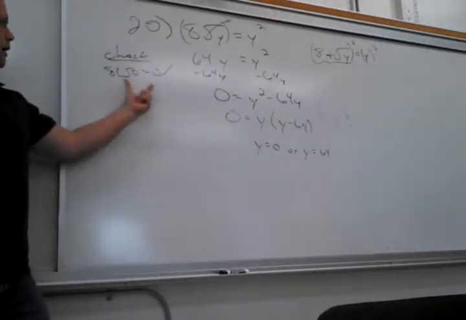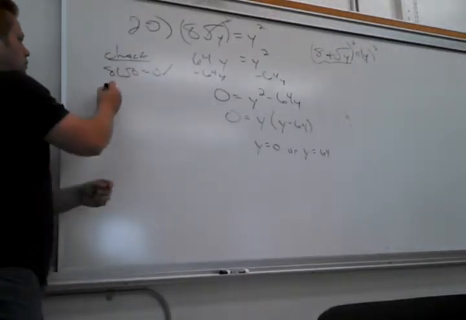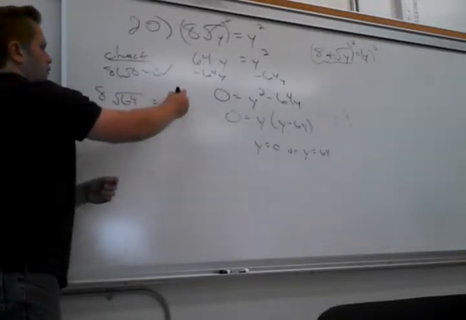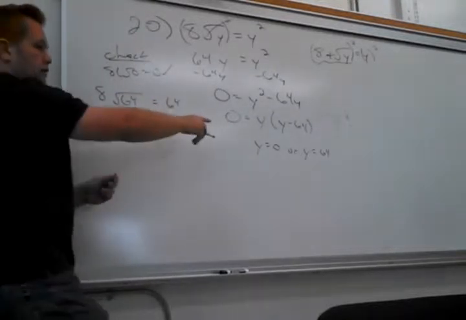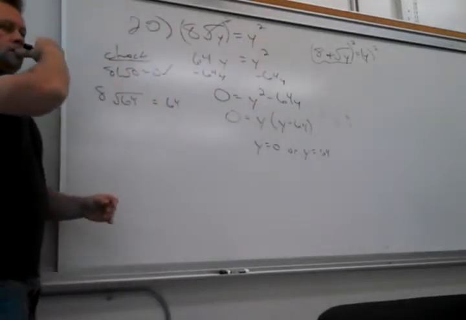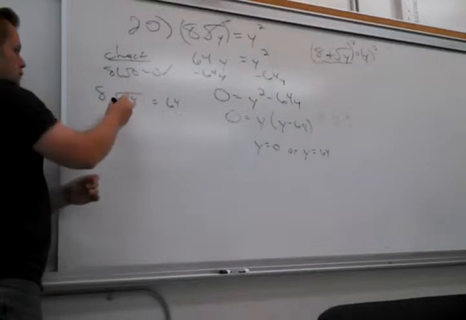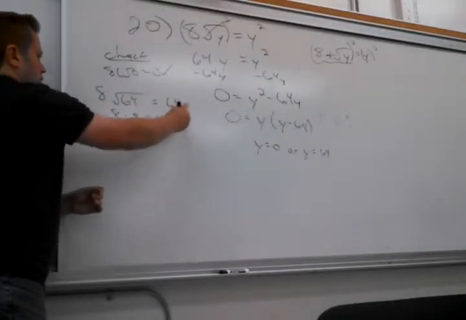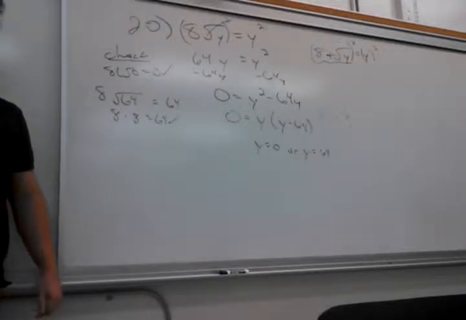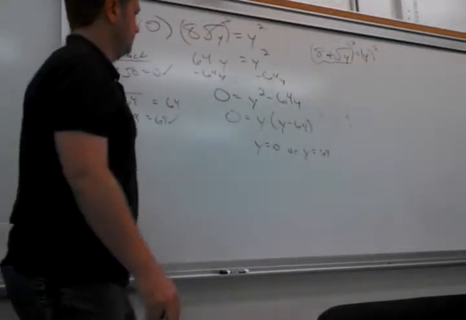How about when you plug in 64? So you get 8 square root of 64 equals 64. Is everybody with me? Plug in a 64 for y. What's the square root of 64? What's 8 times 8? Check. Okay, both of them. Hey, can you go over that again? Where you have y equals 64?